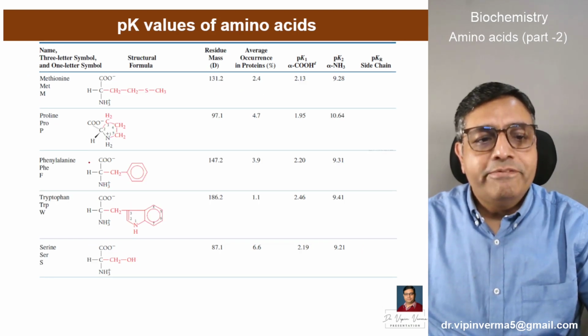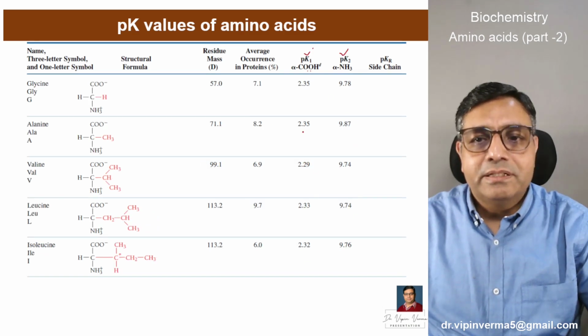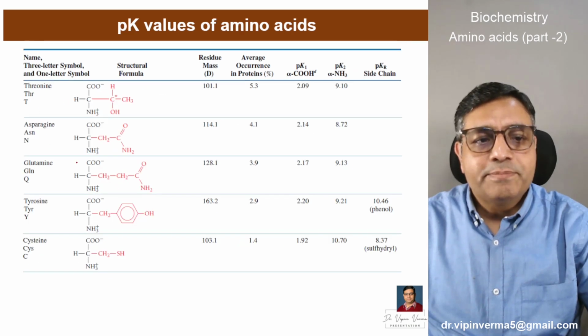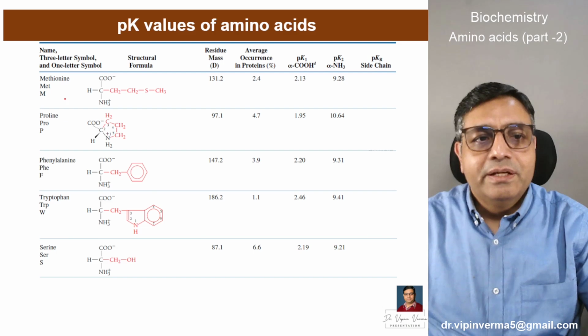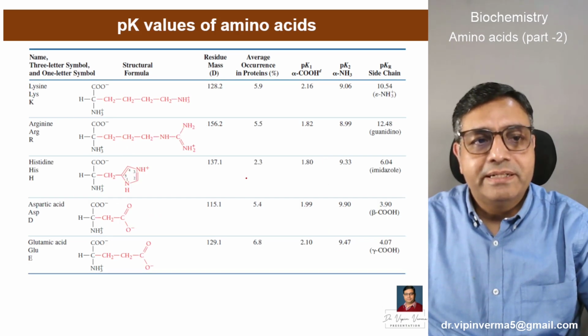For methionine, proline, phenylalanine, tryptophan, and serine, you can see here the pK values for carboxylic and amine. They are again within that range what you saw here. And this is for threonine, asparagine, glutamine, tyrosine, cysteine, and you can see the values here. They are again within the range which was defined there. And this is again the other set of lysine, arginine, histidine, aspartic acid, and glutamic acid, where you can see the pK values of both the amine and the carboxylic groups, and almost they are all coming in the range here.